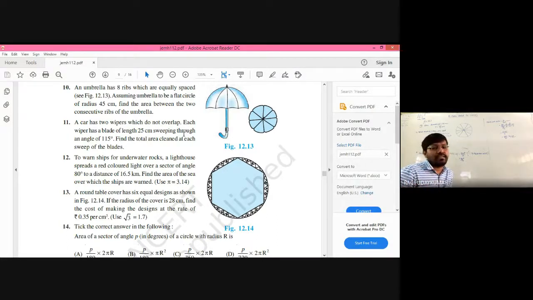So the angle, theta by 360 into pi r square only. The situation given to you is different, but what is the calculation? Theta by 360 degrees into pi r square. That is also simple. 2 wipers are given to you here. So find the total area cleaned at each sweep of the blades, which means you need to multiply by 2: 2 into theta by 360 into pi r square. You can do that one also. It is not a difficulty. Can you do it?